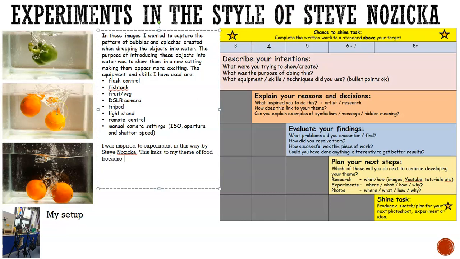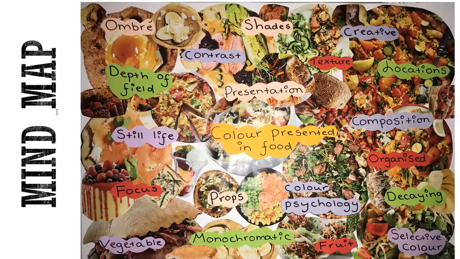So why does it link to my theme of food? I could repeat myself and say something about making the fruits and vegetables look more exciting, but there is no point in repeating yourself. You don't achieve anything by doing that. So we need to think up an alternative point or a different reason as to why this links to my theme. I'm actually going to go back to the mind map to help me do this.